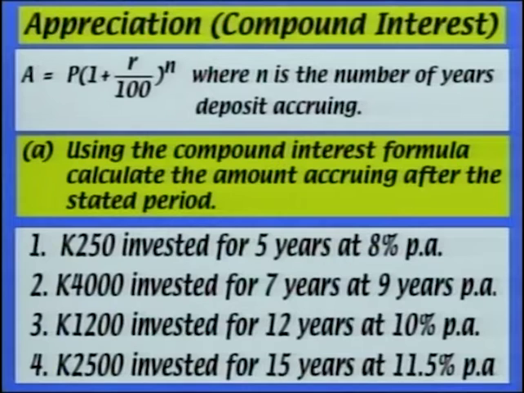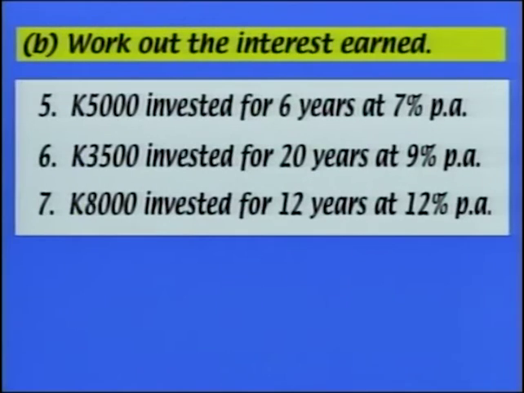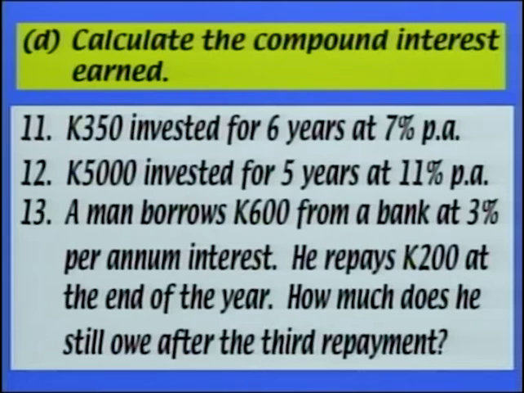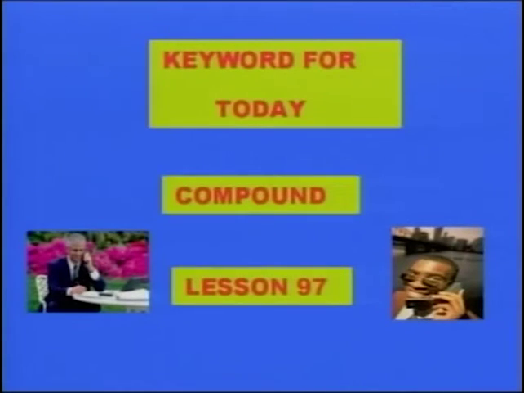Okay, for homework you have questions 1, 2, 3, 4, 5, 6, and 7, you have to work out the interest. 8, 9, and 10, you have to calculate the amount. 11, 12, 13, calculate the interest. Okay, that's your homework for today. And the keyword for today is compound.